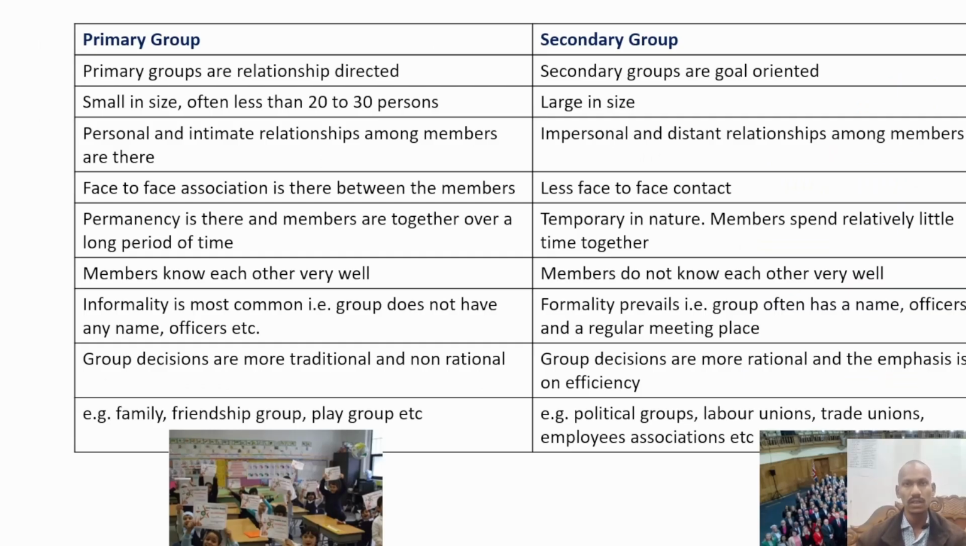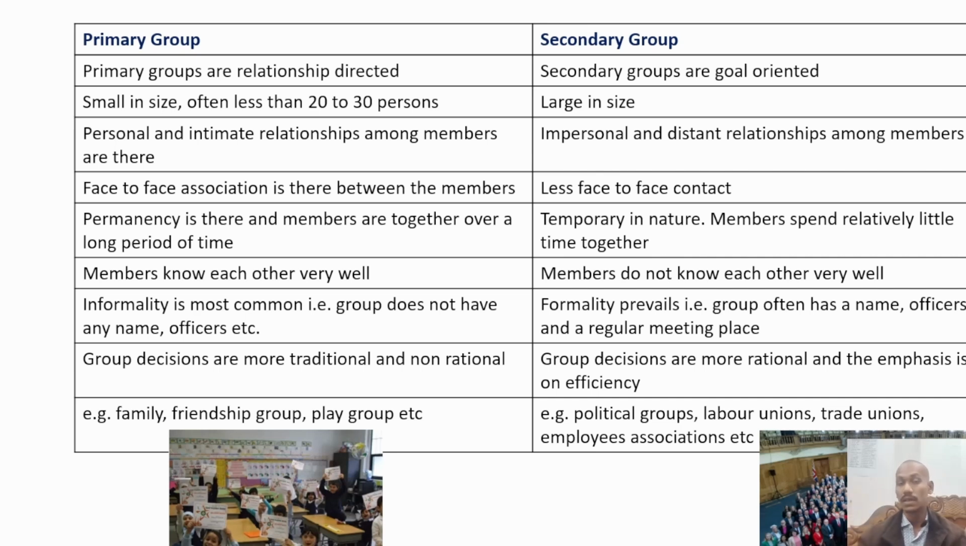Now if we see what is the difference between primary and secondary group, we can see that primary groups are relationship directed, relationship oriented. Relationship, intimacy, face to face contact, personal contact is very important in primary group. But as we see in secondary group, it is goal oriented. Relationship is not that important. But what is important is whatever the goal we have to achieve, so we will check if the goal is being achieved, and based on that we will do different kinds of things based on situation.